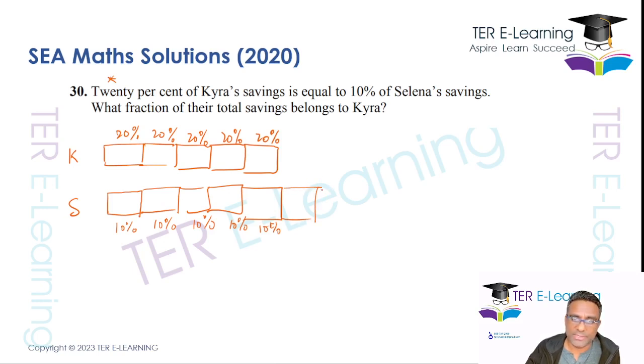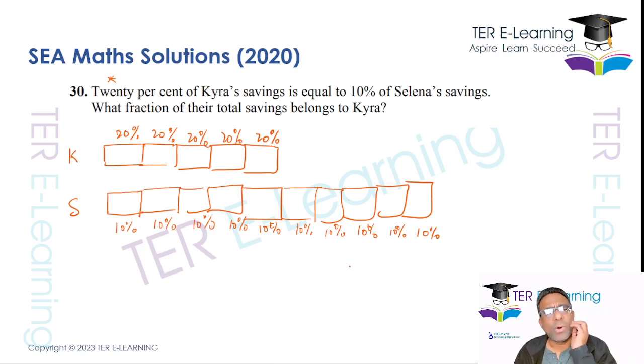So that is 1, 2, 3, 4, 5, right? The 10%, 10%, 10%, 10%, and 10%. Now, what is the total fraction? What fraction of their total savings belongs to Kyra, right?